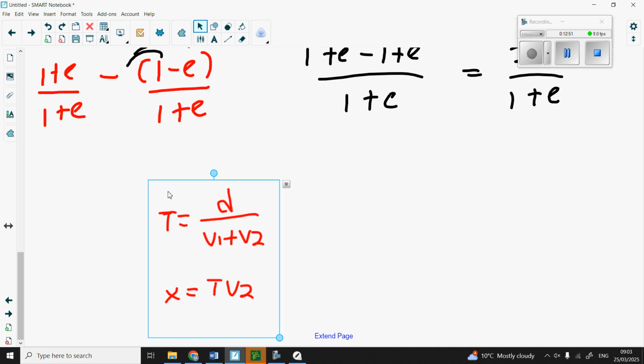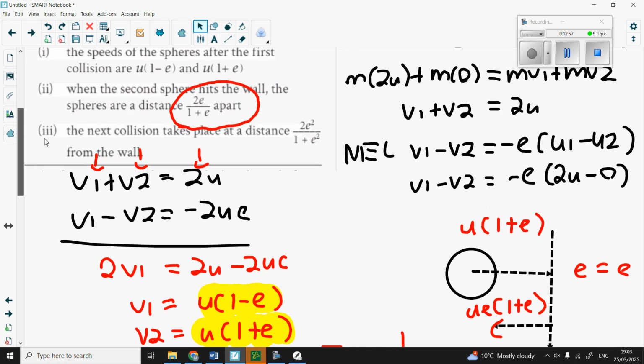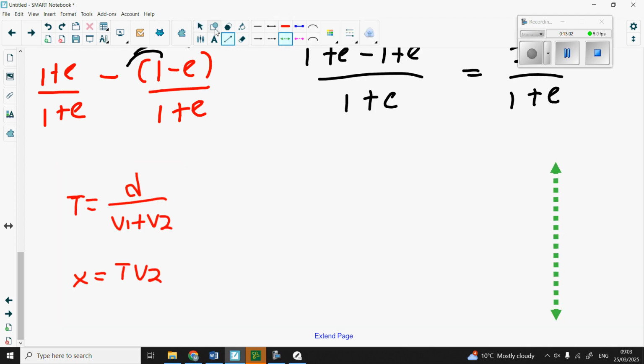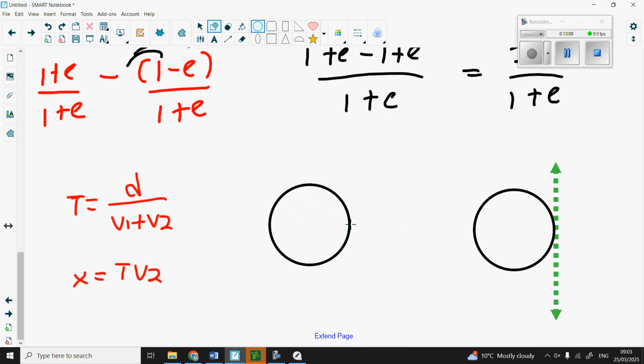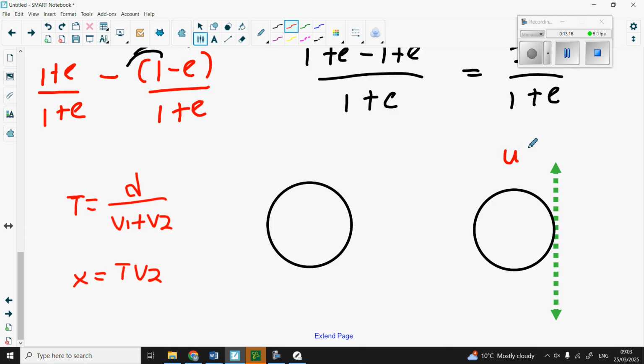Okay, so here we go. So we're gonna have fun here, right? So currently speaking, they're 2E(1 plus E) apart. One of them's at the wall. The other one's here. Now one of them's about to hit the wall with speed u(1 plus E), and it hits the wall. Now what happens to it on the way back? We have to multiply this whole thing by E. So it's now ue(1 plus E).